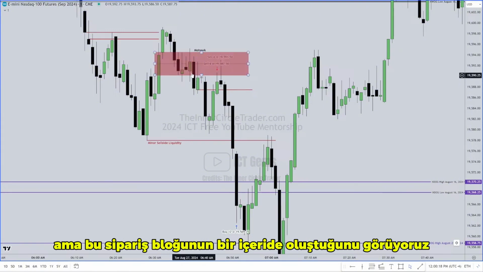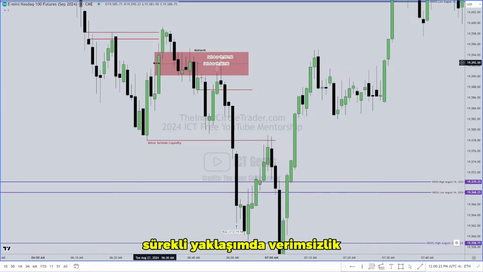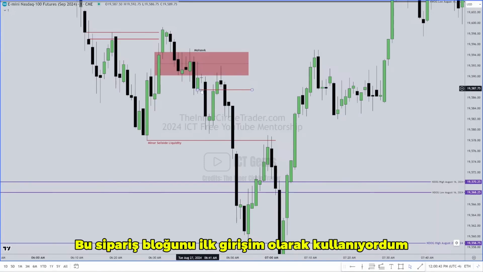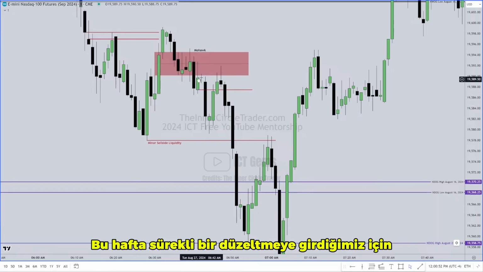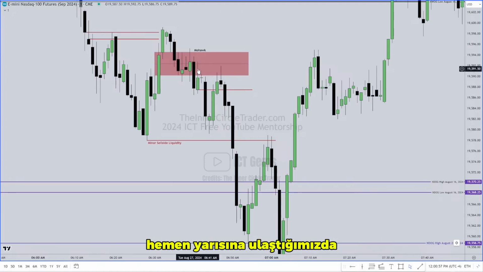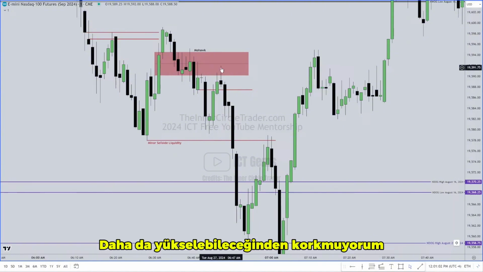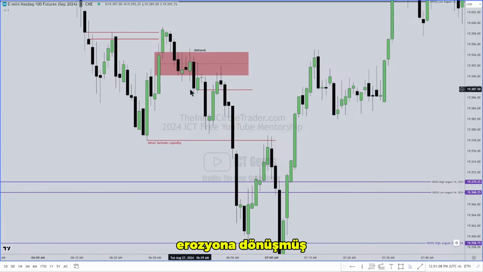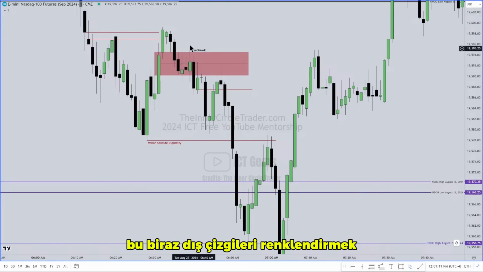But we have this order block forming inside of an inefficiency, and the consequent encroachment of that inefficiency is right here. See that? So we wick up into it. I was using this order block as my initial entry. And then as we went into consequent encroachment of this wick, as soon as we hit half of that right there, I went in on that candlestick. I'll take that too. I'm not afraid that it might go higher. Why am I not afraid? Because I have an inefficiency here that has changed into an inversion.